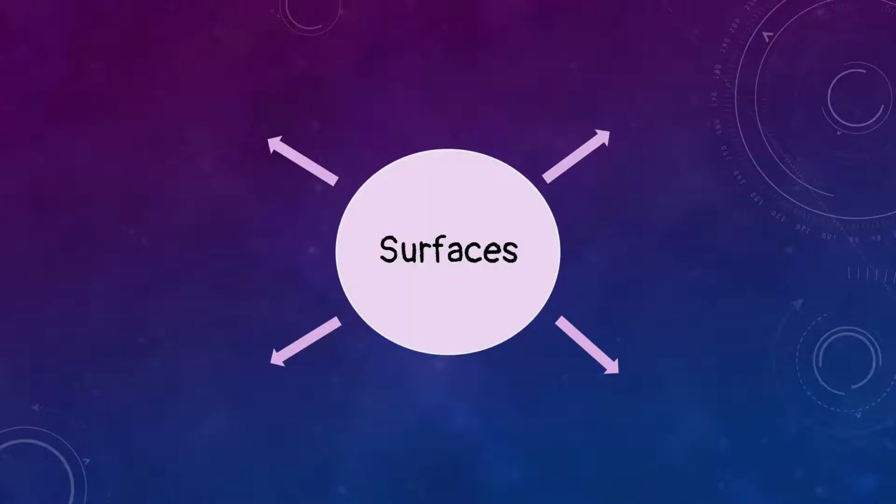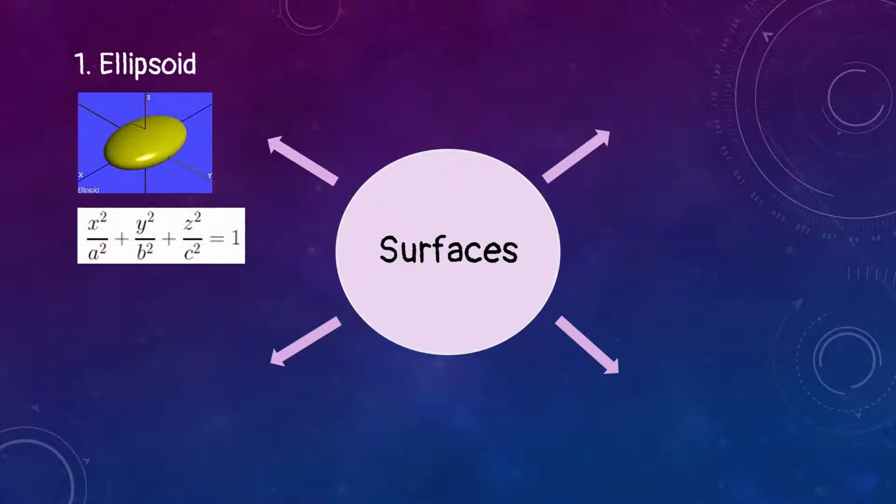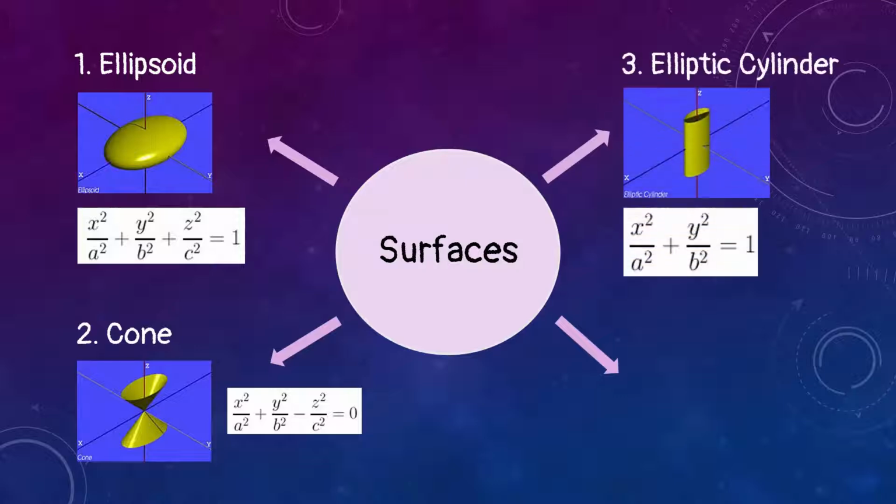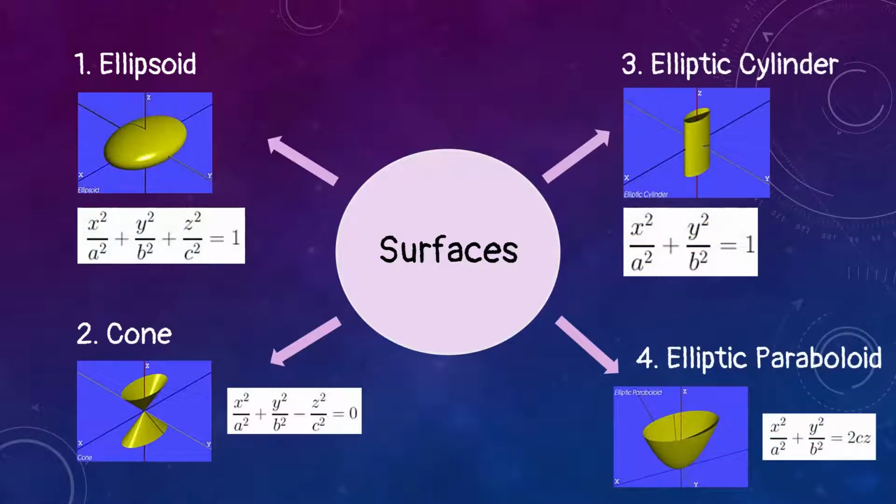For surfaces, there are also 4 main types that are commonly used in different fields. First is ellipsoid, second is cone, third is elliptic cylinder, and fourth is elliptic paraboloid. The diagrams and the formulas for all of these surfaces are shown as follows.